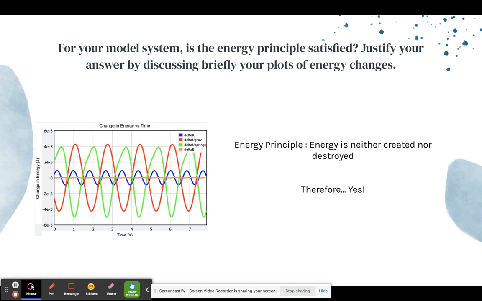The answer is yes. Energy is neither created nor destroyed. This is shown as the orange line is 0, meaning all of the energies are canceling each other out. So again, as one is positive, the other is negative, and the change in kinetic energy supplements and reinforces that. And we can see the orange line is 0 all the way through. So therefore, no change in energy.